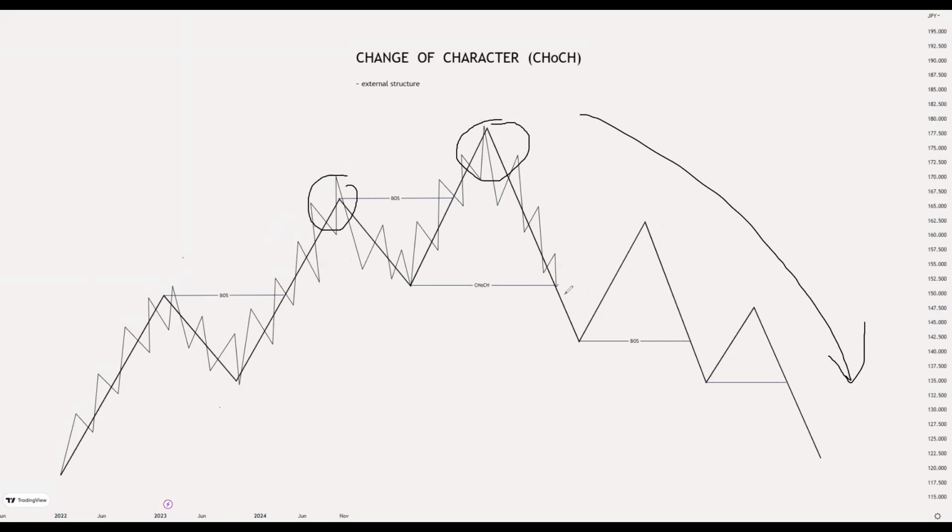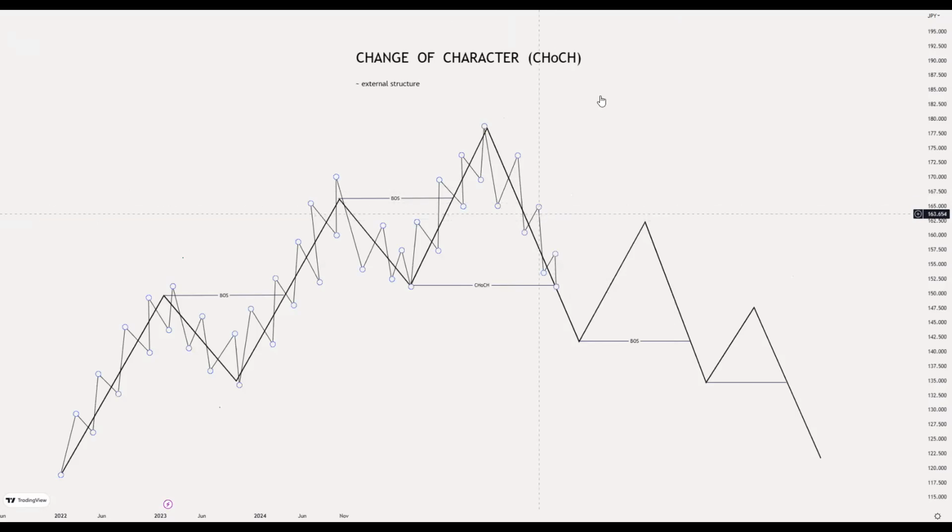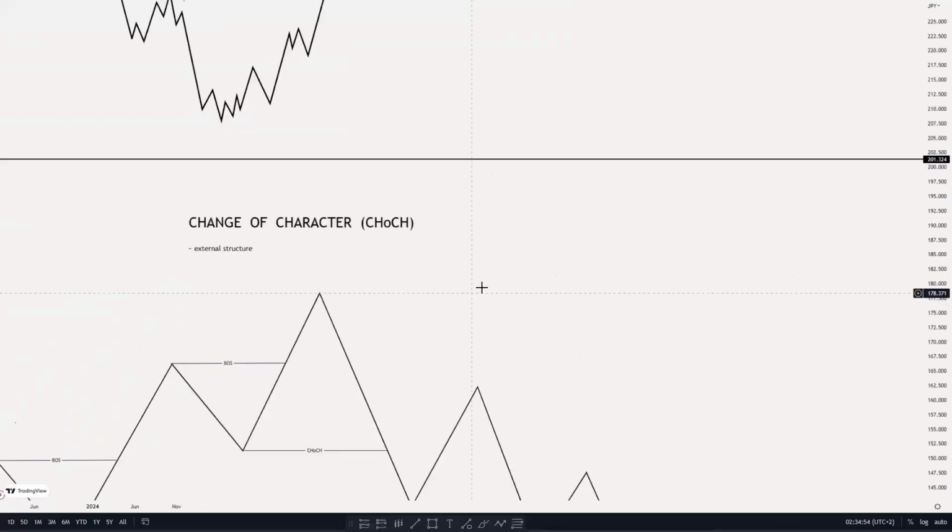So if you took an entry there, the moment the price breaks out here, people that are only trading external structure, that is the first time that they confirm that the price is bearish. So they are waiting for confirmation for the price to pull back. While if you're trading internal structure, you definitely have an entry there. Okay, let's not stay long. Let's continue.